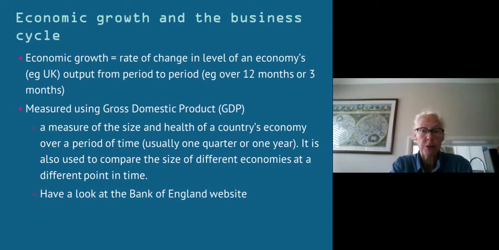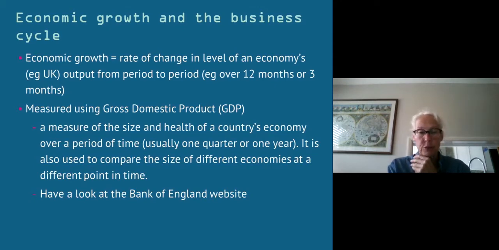in the level of an economy's output. So normally we often talk about a whole country like the UK, and we look at this from period to period. Typically we might look at this over 12 months or 3 months. In the UK, they often report a measure of economic growth every 3 months. Well, they do report it every 3 months.